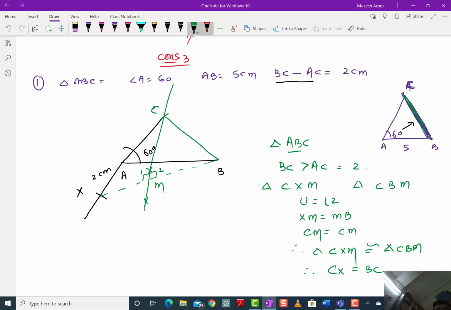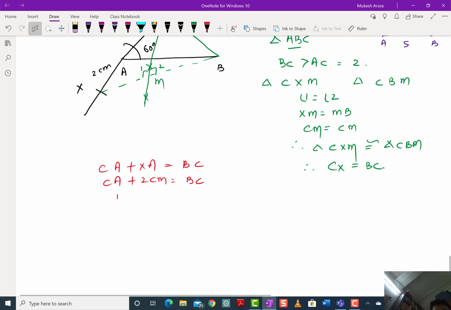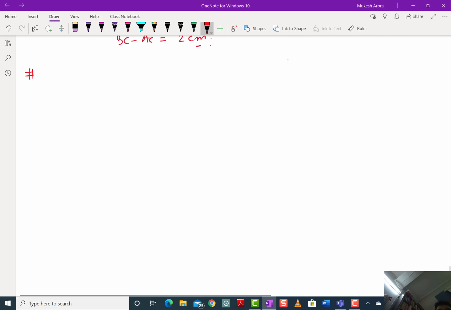So CX is equal to BC, CX is equal to CA plus XA is equal to BC, CA plus 2 centimeters is equal to BC. So that means BC minus AC is equal to 2 centimeters. See one more sum of this kind.